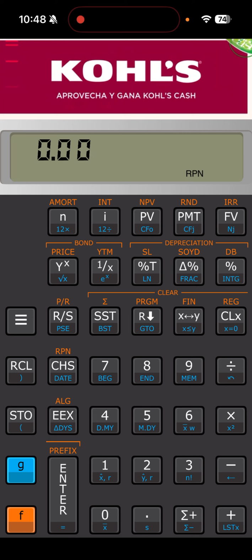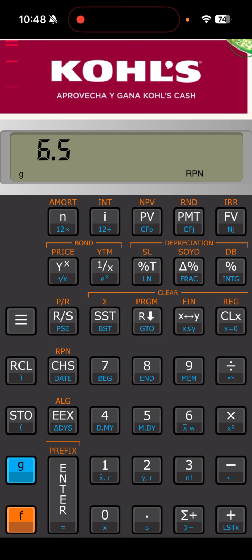So let's do a quick reminder here. All right, remember, G clear, F clear. You can do F clear, G clear, all right? $400,000 is the mortgage you're taking out. Let's assume you're buying a $500,000 home. That's present value. All right.